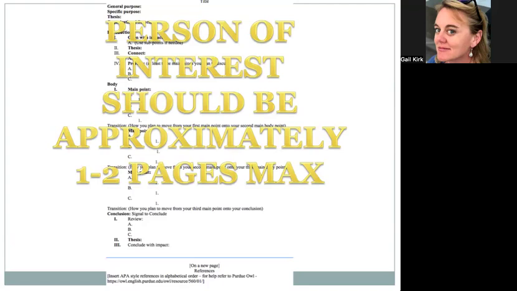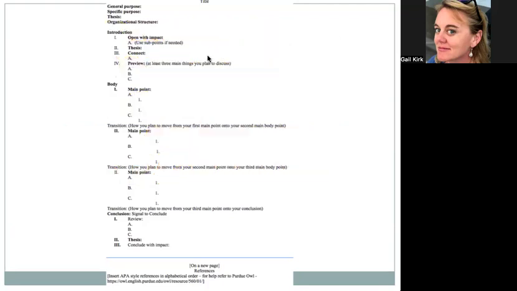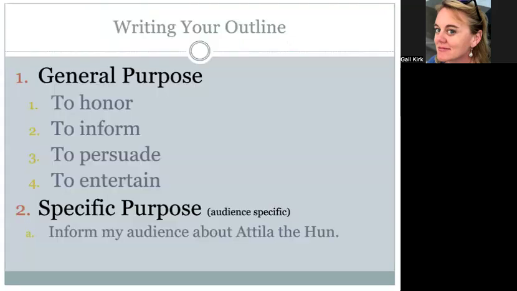So let's start at the very top up there. Like you can see, there's a general purpose, a specific purpose, a thesis, and an organizational structure. So let's start with the heading. All right. So the general purpose is really going to be one of 4 different purposes: to honor, to inform, to persuade, and to entertain.